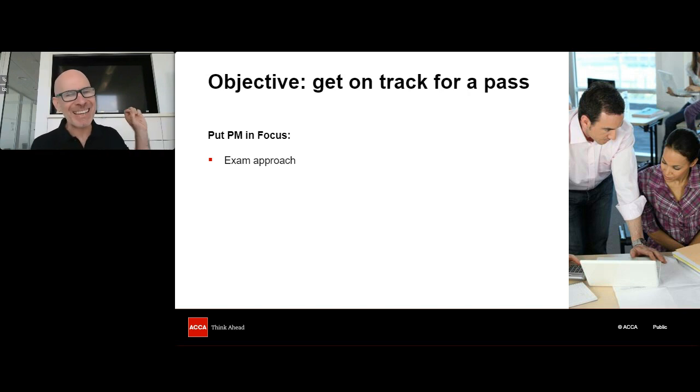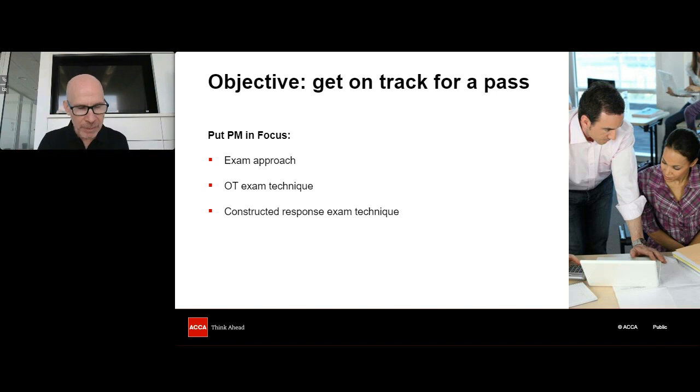We're gonna talk about the exam approach, because tackling this exam in a systematic way is very important. I'm going to share with you a lot of tips on OT exam technique. This is where the trouble is, people. It's not in Section C. People do worse in Section A and Section B, so we're going to focus there. We'll also talk about constructed response exam technique as well. We're not going to ignore it. And of course, I'm going to answer your questions at the end of our webinar.